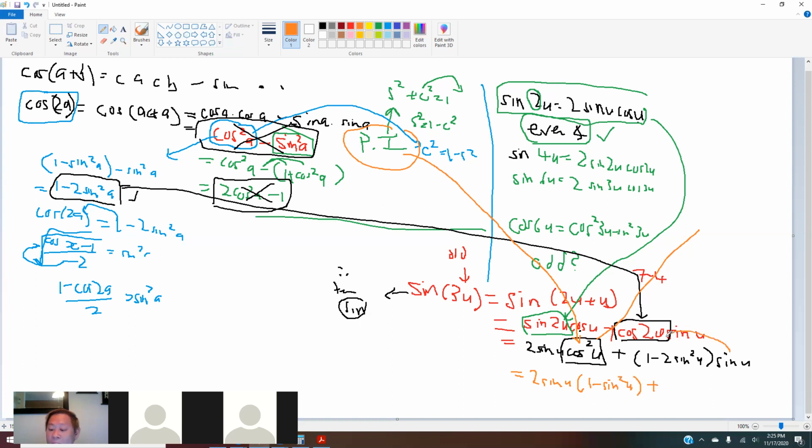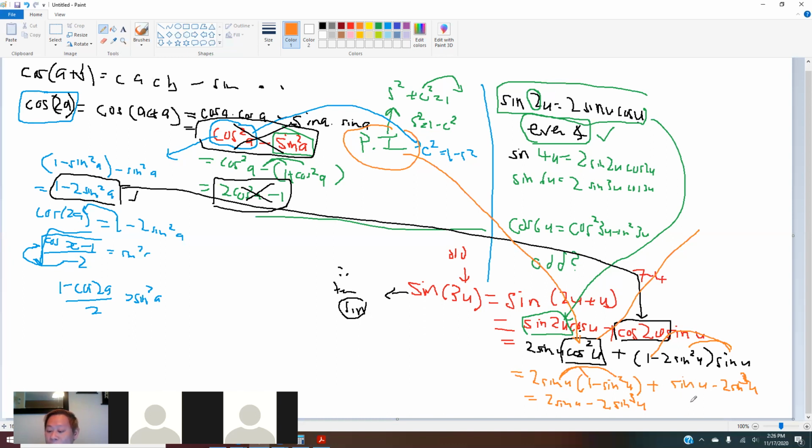Plus this, I can distribute it. So 1 times sine u is sine u, minus 2 sine squared times sine is 2 sine cube. It's like treating it as x squared, so x squared times x is x cubed. And then this I can distribute here, so what I get is 2 sine u minus 2 sine cube u.